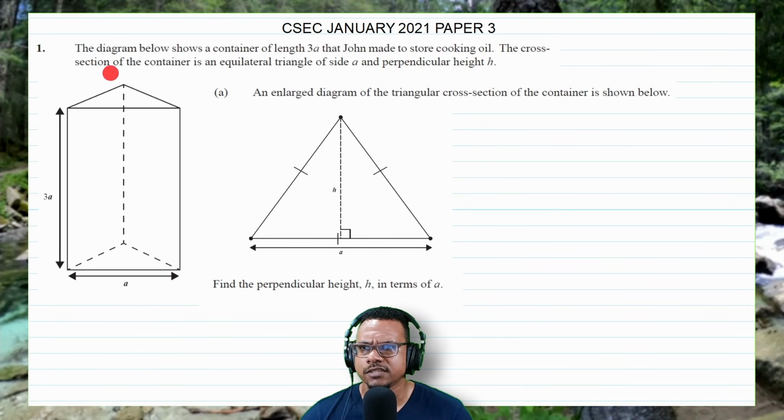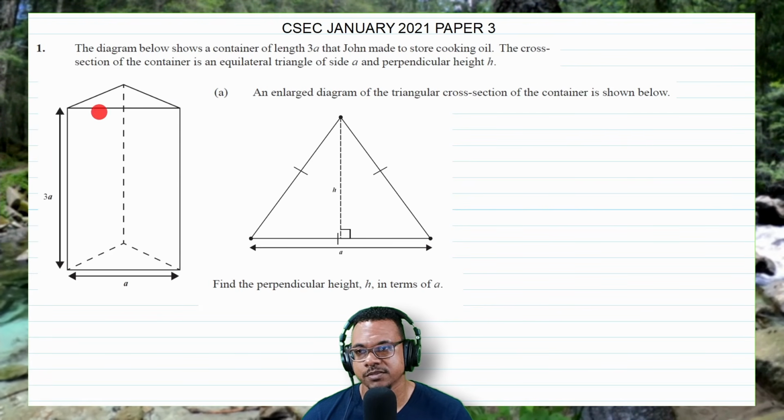And the cross section of the container is an equilateral triangle. All right, so this triangle here is an equilateral triangle. So this will be the cross section. All right, so the difference between a prism and a pyramid is that in a prism you have a constant cross section, whereas in a pyramid the base would keep changing size. As you go up, you keep getting smaller and smaller, or as you go down, you keep getting larger and larger. All right, so this is a prism.